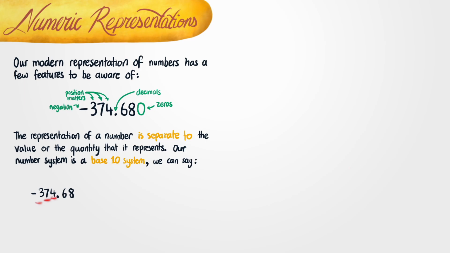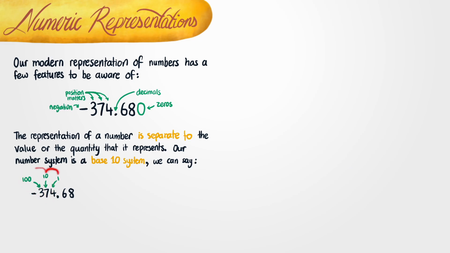So for example, this 4 is worth 4, but then this 7 is worth 7 times 10, and then this 3 is worth 3 times 10 times 10, or 3 times 100. So instead of reading the 7 as the number 7, it actually means 7 times 10, or the number 70. Similarly, instead of reading this as the number 3, it's 3 times 100, or 300.